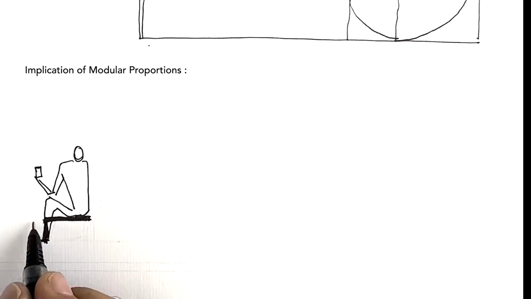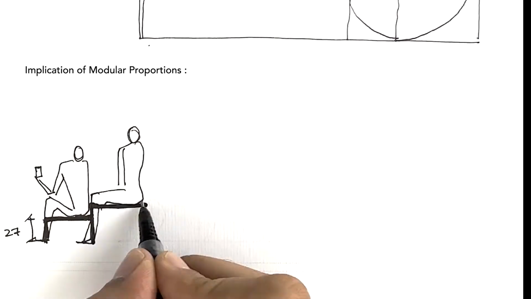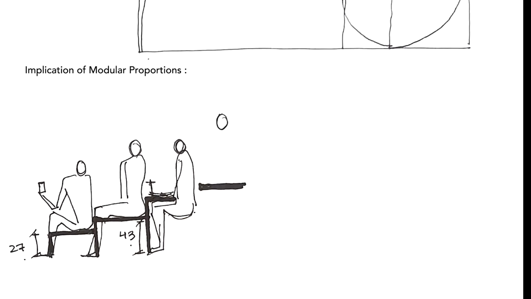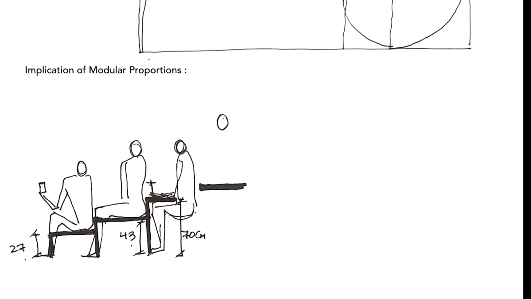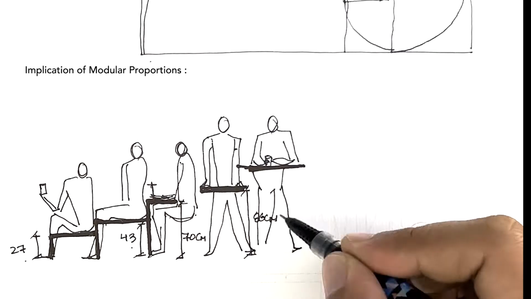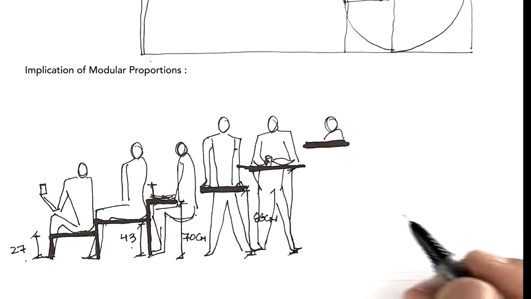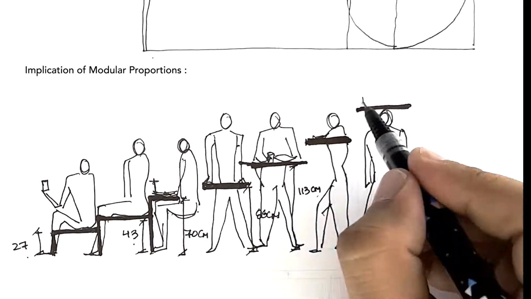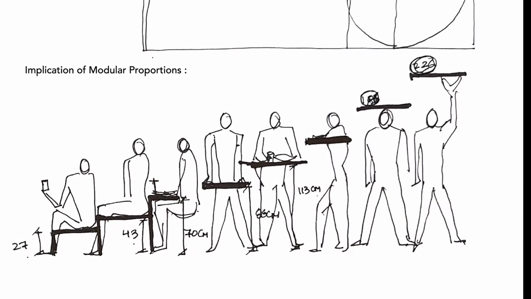The height of the low sitting chair is 27 cm. The height of the normal chair is 43 cm. The laptop table will be 70 cm. The handrail is equivalent to 86 cm. The standing table is 113 cm. The human height that Le Corbusier took is equivalent to 183 cm. And the upraised hand of a human body is 226 cm, and so on.